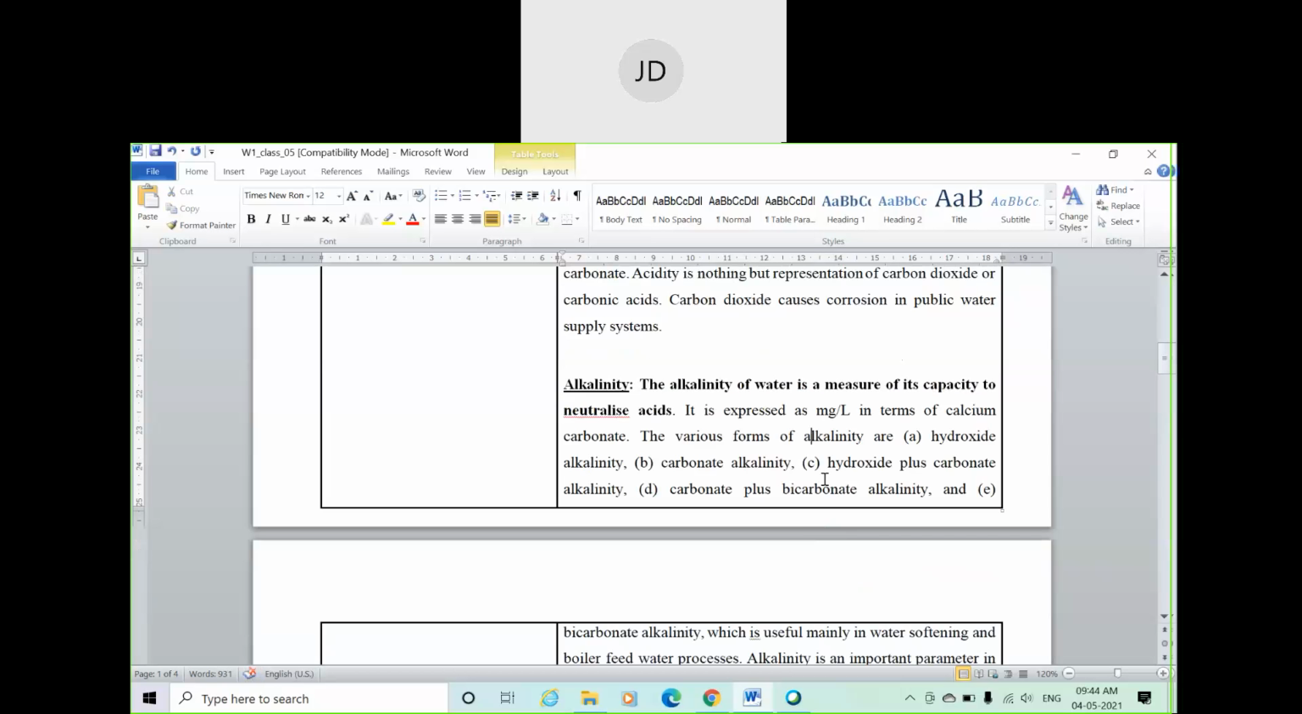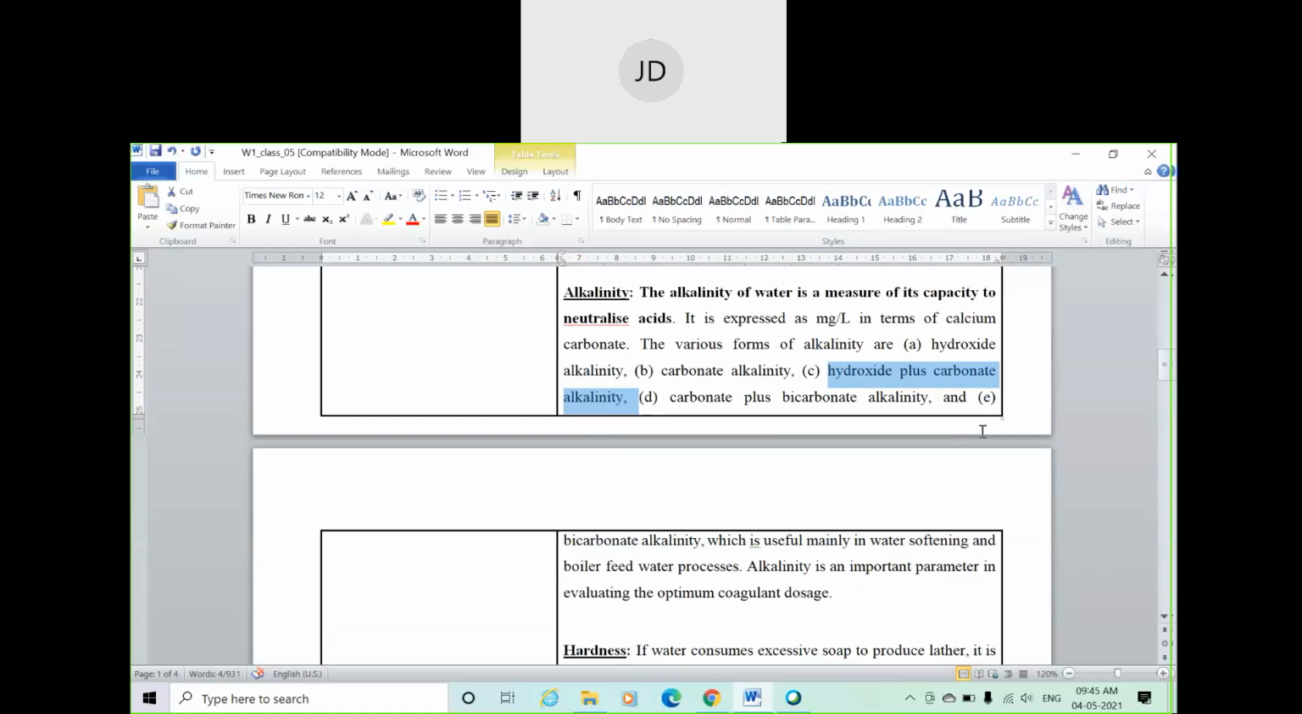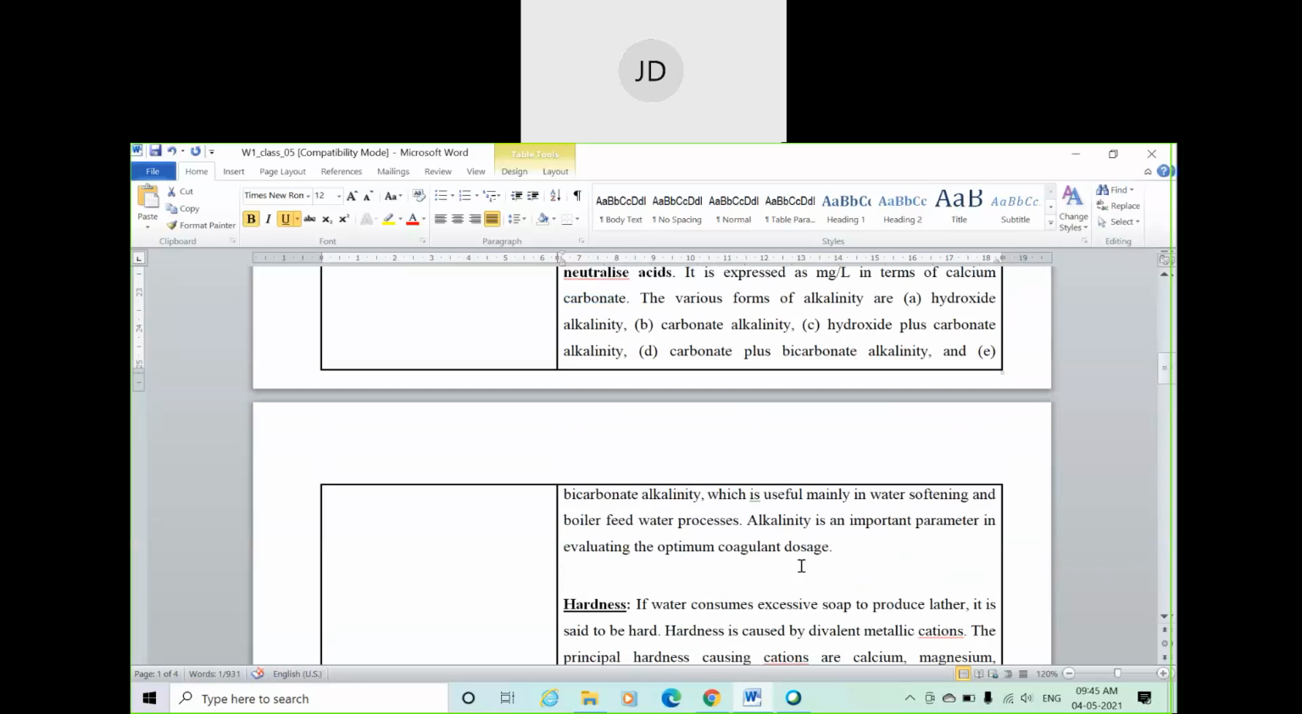And the causes of alkalinity: it mainly comes from hydroxyl ion, I already told you, OH minus. Similarly, carbonate alkalinity, from carbonate also, which basically comes from carbon dioxide. Then hydroxide plus carbonate, the combination of hydroxyl and carbonate ion. Bicarbonate is also one of the important causes of the presence of alkalinity in water.